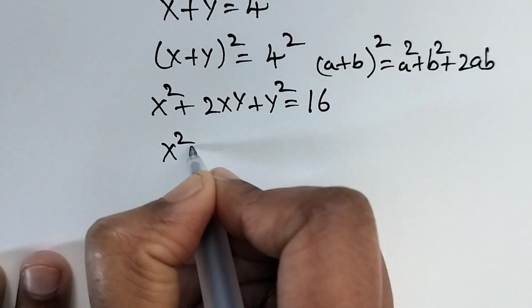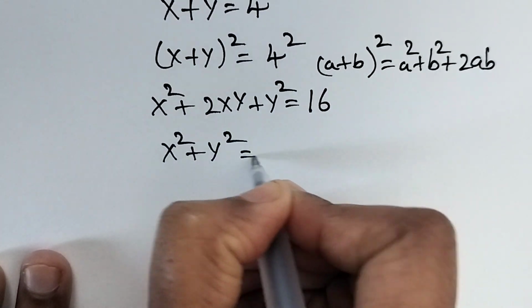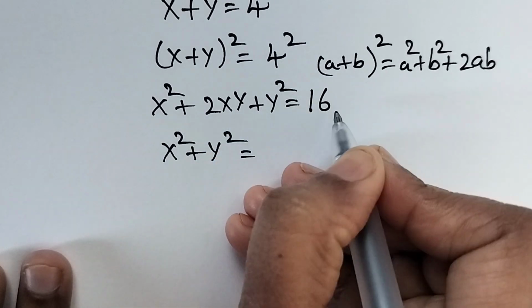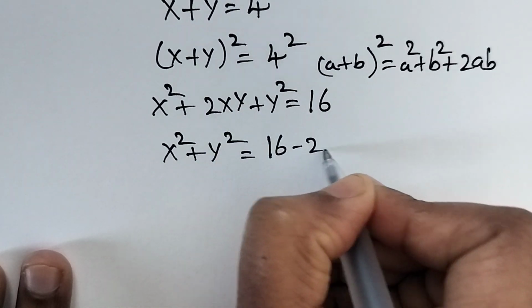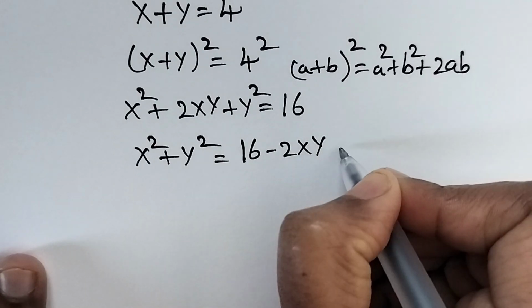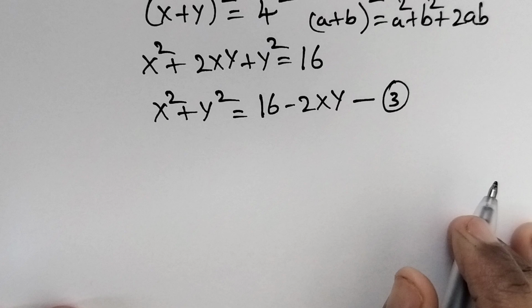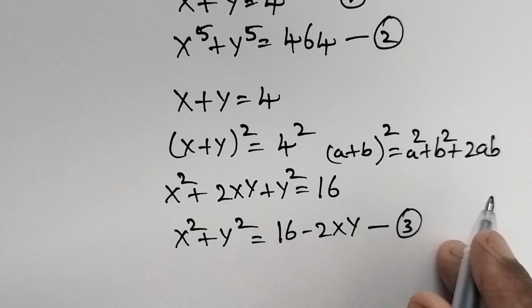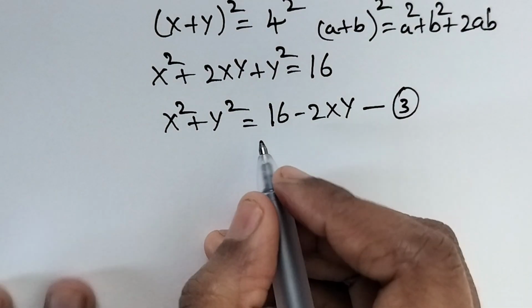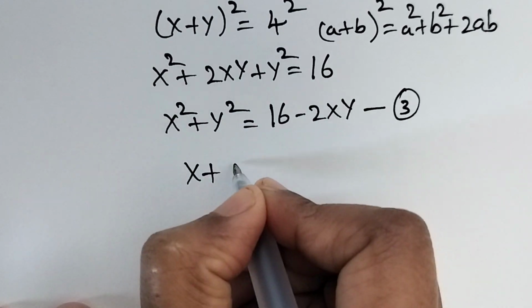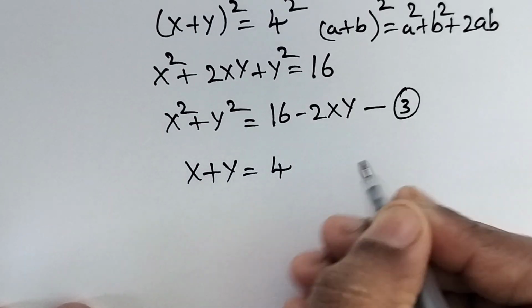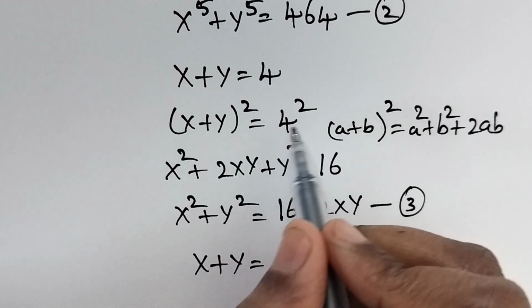So x square plus y square, just move this term to the right side. Now it will be 16 minus 2xy. So now let us consider this equation 3. So take this equation 1 again. So here we applied squares on both sides.